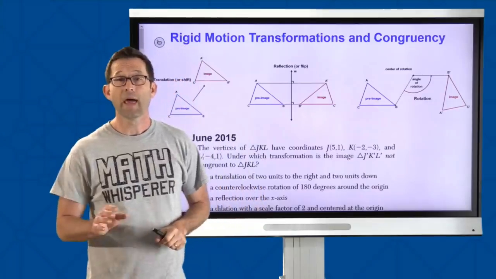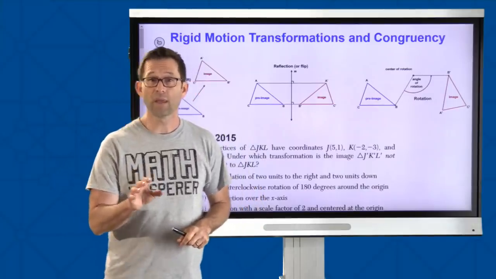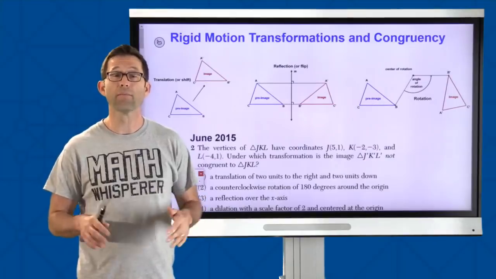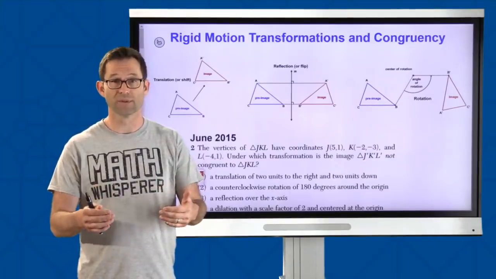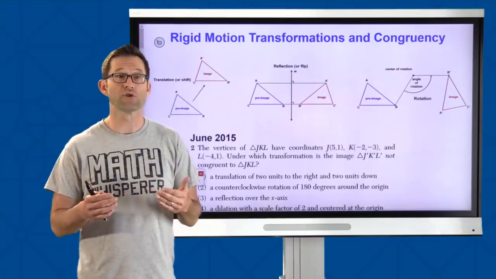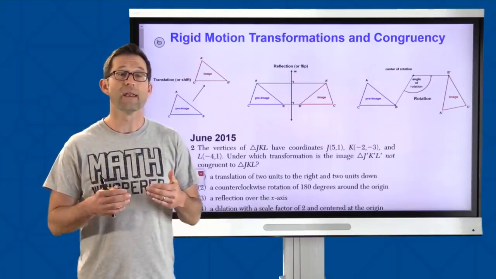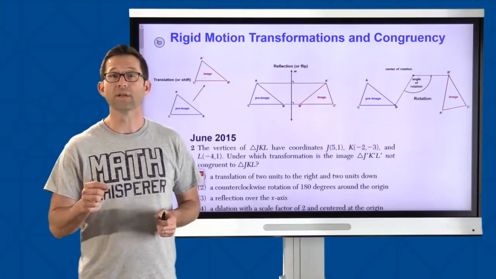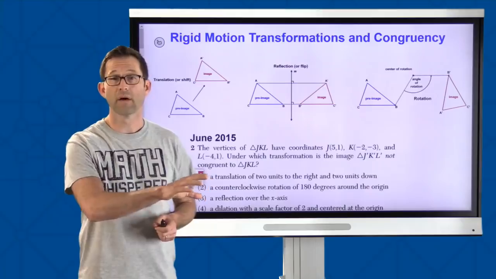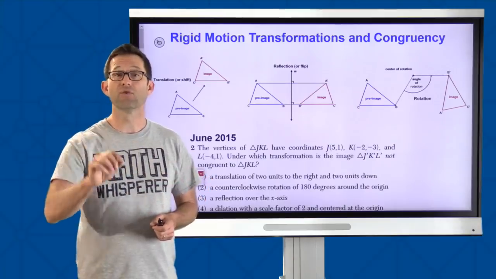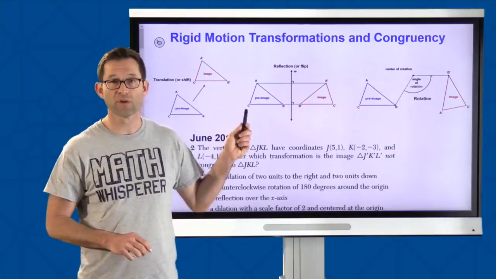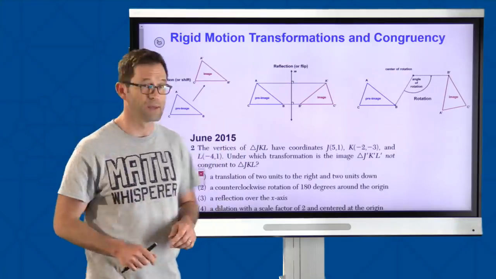All right? Now, the key with rigid body motions is that all of them preserve what's known as congruency. Two figures are congruent if they are identical in both shape and size. And in geometry, what you learned was that if there's a rigid body motion that will map one object on top of another, then the two must be congruent. So let's jump into some problems that have to do with rigid body motions and congruency.